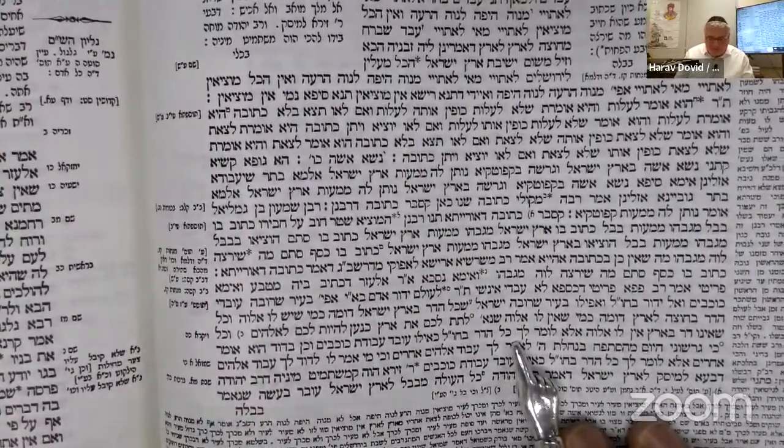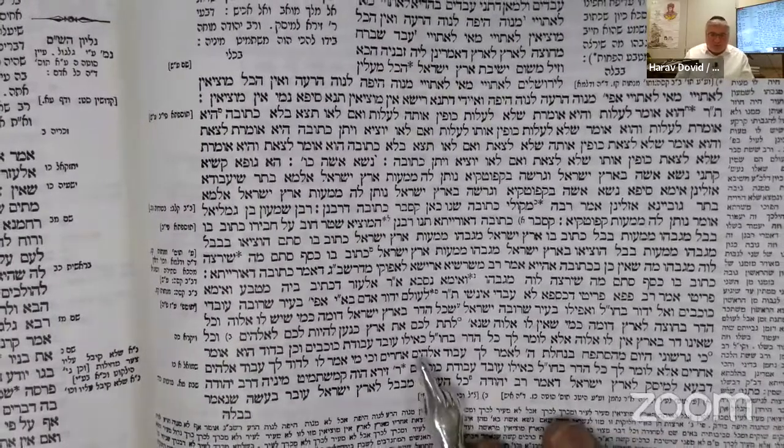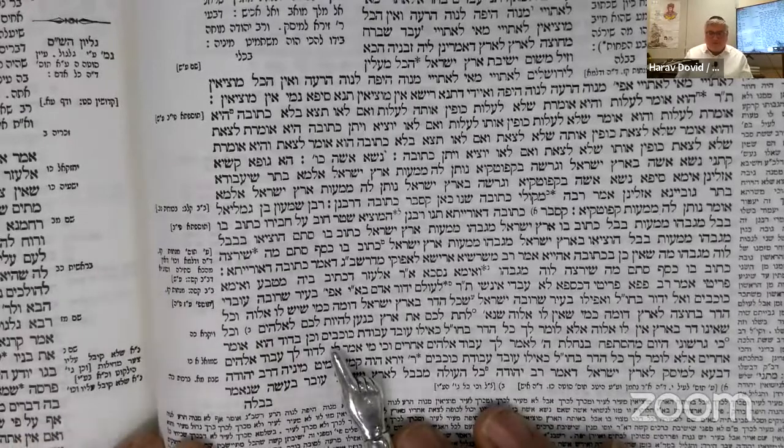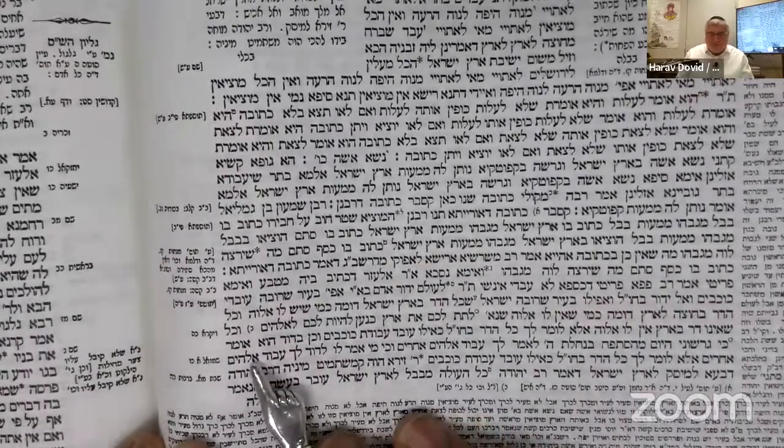Rather, a different pasuk the Gemara is going to bring: that someone who lives in Chutz La'aretz, it's like he's doing avodah zarah. The pasuk by David says it.